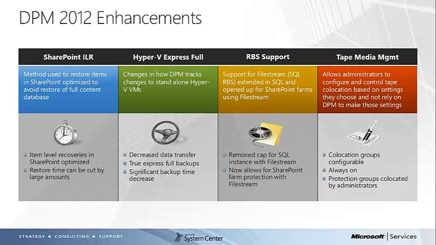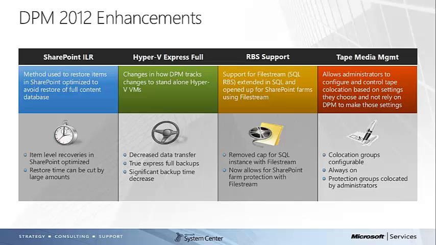We've also changed the Hyper-V Express full methodology. With DPM 2012 it was only effective for a standalone Hyper-V server, and with 2012 SP1 we can now do the same change tracking, which decreases the data transfer for Hyper-V protection, for a Windows 2012 CSV volume or CSV Hyper-V setup that we're protecting. So there have been a lot of advances in that, and the increased efficiency is quite astonishing.